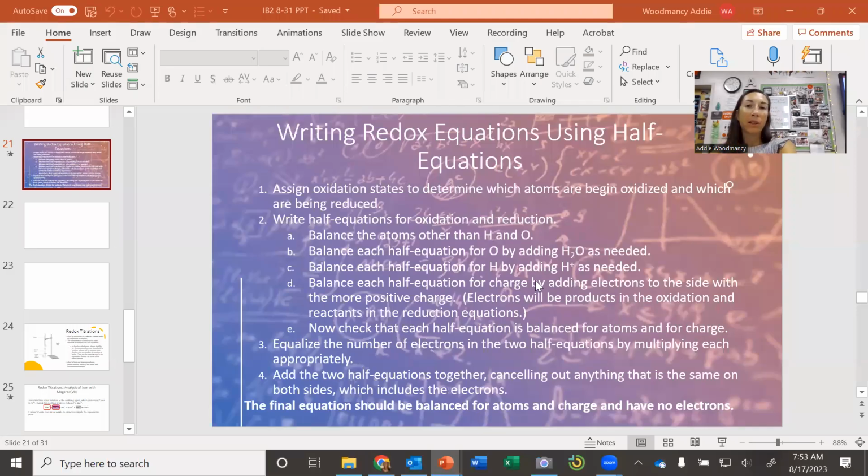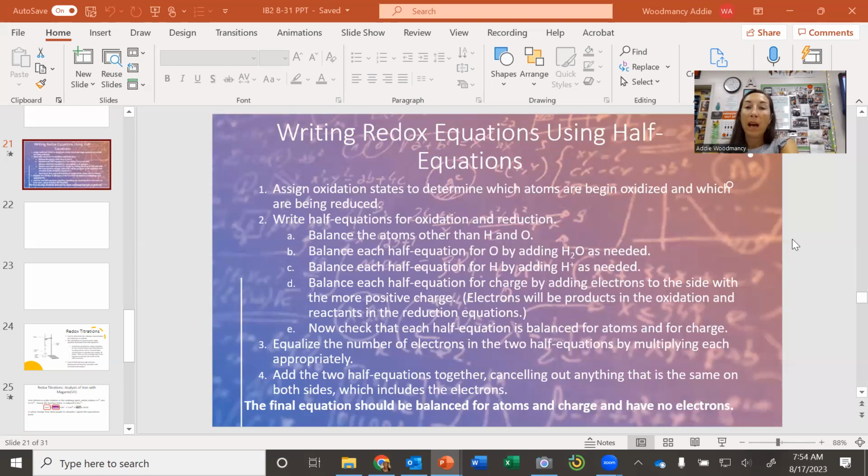Okay, so the last thing I want to talk to you about today is writing redox equations using half equations, which is what we did prior when we were identifying the oxidizing and reducing agents. Now, this slide seems very scary and overwhelming, but it's really not that bad once you start going through the process. But the first thing you have to do is assign oxidation states, which you already know how to do. Then you write the half equations for oxidation and reduction, which you already know how to do. Then you go through and you balance any atoms that need to be balanced other than hydrogen and oxygen. So if you have copper in there, you need to balance your coppers and so on.